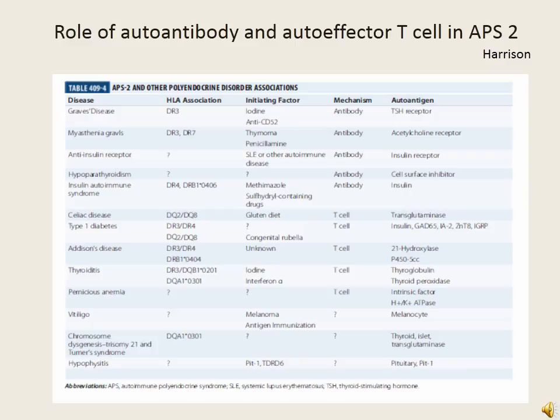This slide is a table showing you the role of autoantibody and autoeffector T cell in APS2 as well as in other polyendocrine disorders. Okay.